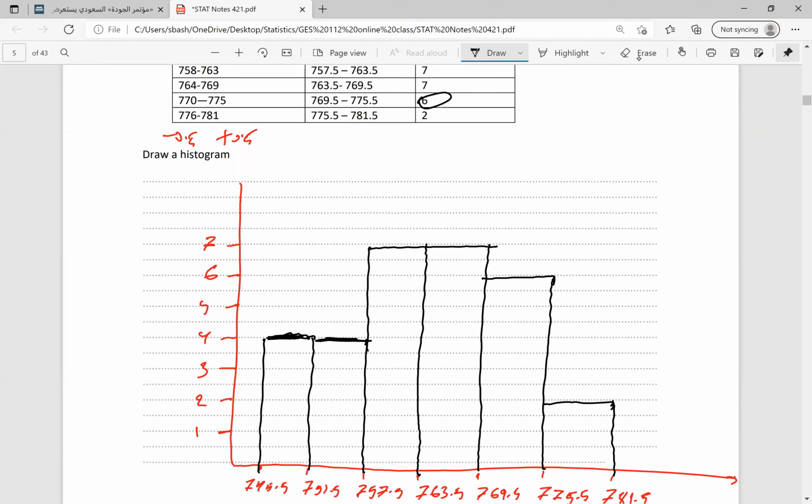So this is the histogram for this example. And you can see all the bars are touching each other, or we have continuous graph. The histogram must be continuous graph or continuous vertical bars, and this shows the classes and the frequencies of the classes. The height of the bar is the frequency of each class. And it must be continuous, and that's why we are using the class boundaries.